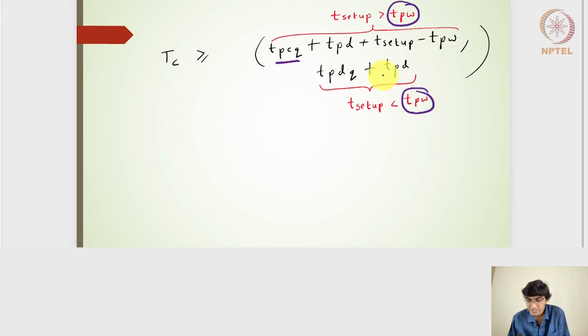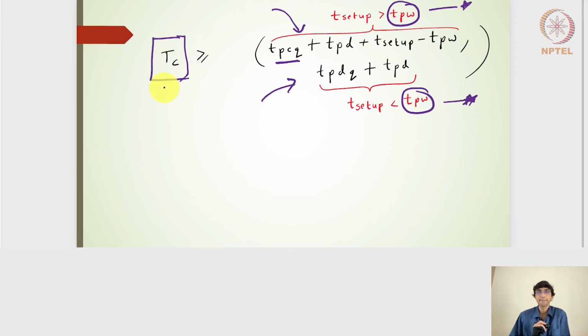If the TPW is larger, then it works like a latch design, and TC can be designed as TPDQ plus TPD. So we have to look into these expressions, or rather the conditions. If the TPW is sufficiently high, then we can use this expression. If the TPW is low, then we have to use this other expression to design the clock signal, or in this case, the pulse signal time period. The clock time period and the pulse signal time period are the same for the pulse latch.